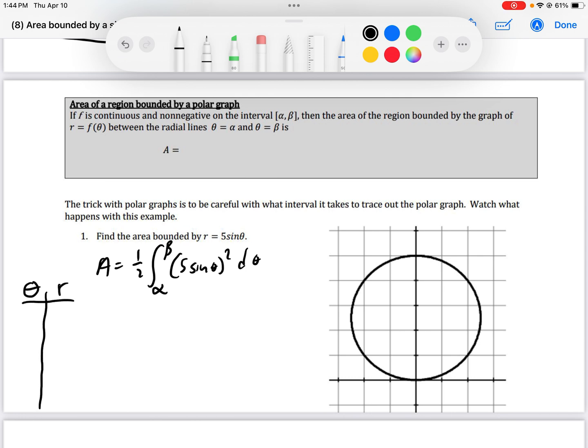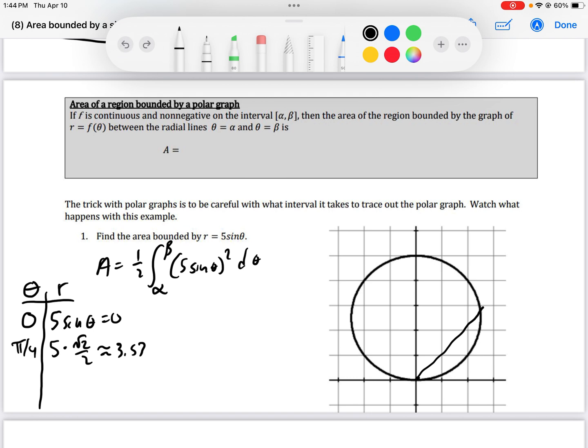So theta and r. If theta is 0, I'm going to plug it in. So 5 times sine of 0. Sine of 0 is 0, so times 5 would just be 0. So yeah, I get 0. Okay, if I was to plug in pi over 4, I'm going to get 5 times sine theta. Sine of pi over 4 is root 2 over 2, right? Times 5 is about 3.53. So if I go straight out this way, that radius would be about 3.53.